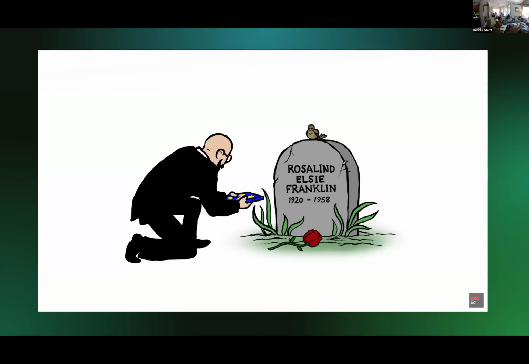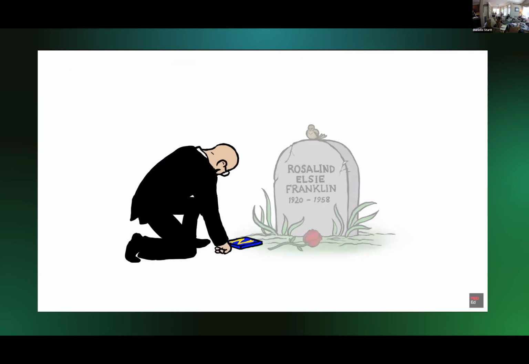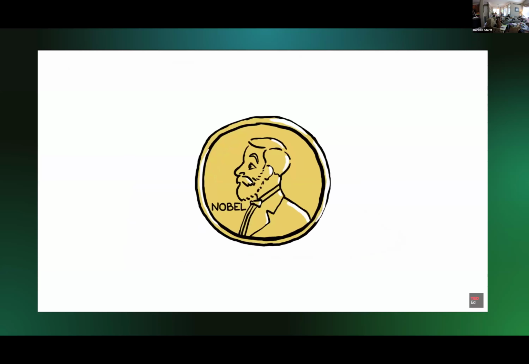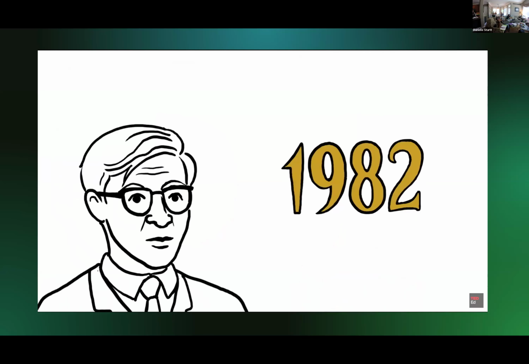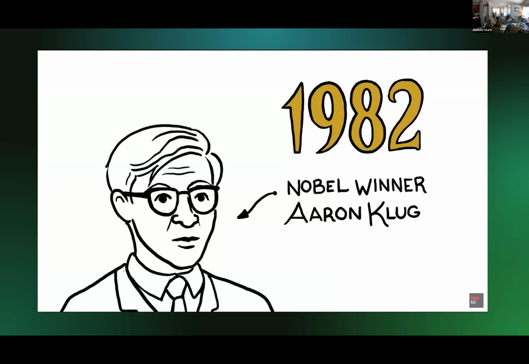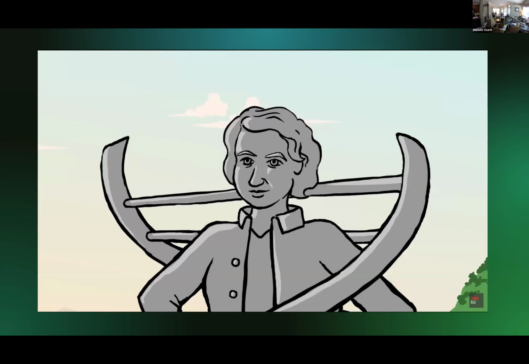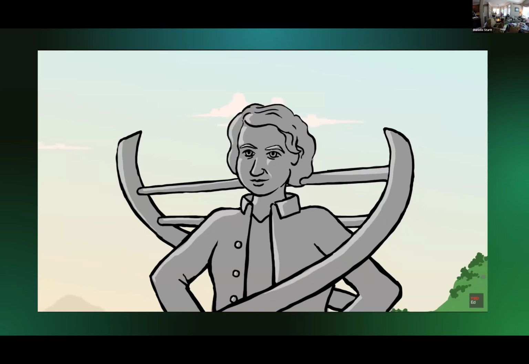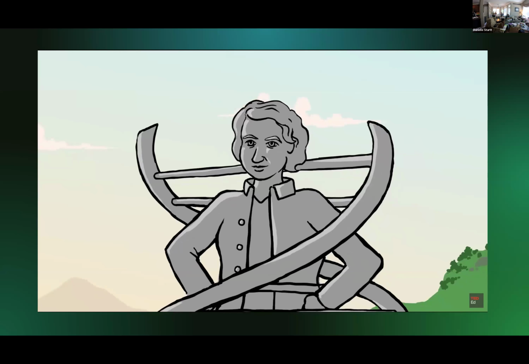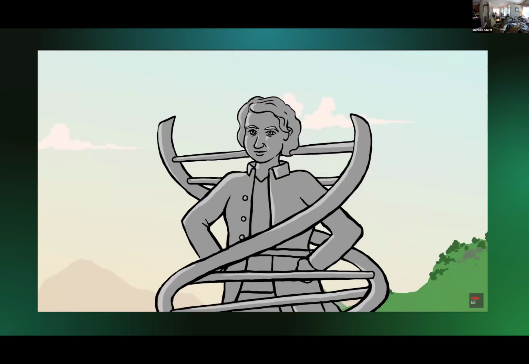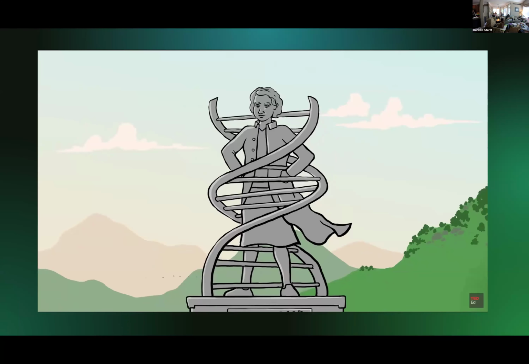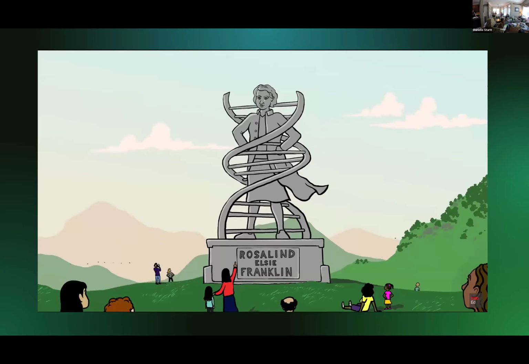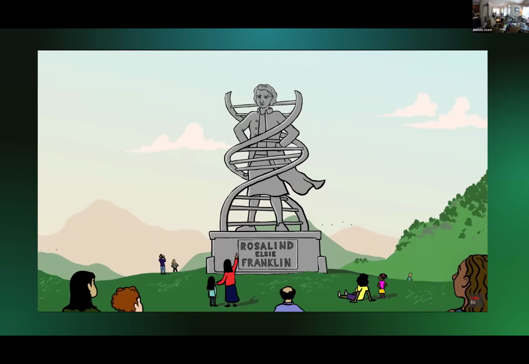It's often said that Franklin would have been recognized by a Nobel Prize if only they could be awarded posthumously. And in fact, it's possible she could have won twice. Her work on the structure of viruses led to a Nobel for a colleague in 1982. It's time to tell the story of a brave woman who fought sexism in science and whose work revolutionized medicine, biology, and agriculture. It's time to honor Rosalind L.C. Franklin, the unsung mother of the double helix.